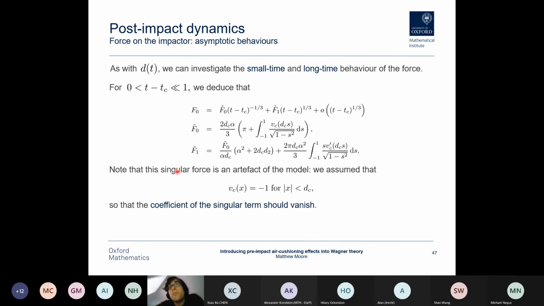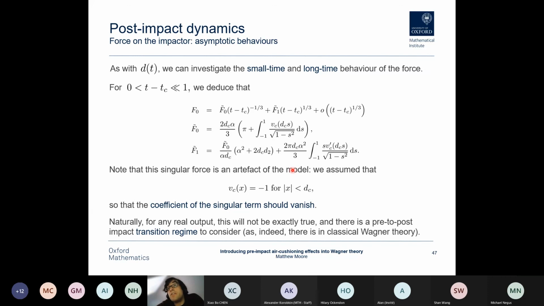So we might be slightly alarmed by this at the start because this force is pretended to be singular close to touchdown, but that's an artifact of the model, in the sense that because I'm taking VC to be -1 between the two contact points, this is actually identically 0 within the model. And so this is the dominant term in the force. Obviously, for any real data you put in as your VC, that's not going to be exactly true. There's going to be some variation away from -1.